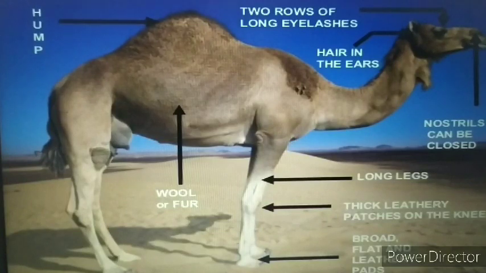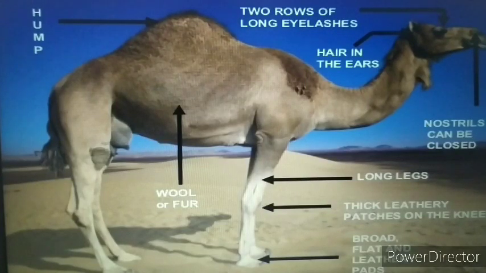So with this we can conclude about the different adaptations that we see in camel. You have learned that it has 2 rows of long eyelashes which protect the eyes from the sand particles in case the wind blows and the sand particles may come into the eyes. So these long eyelashes help to protect from the sand particles. Then you have learned about the legs, why the legs are long, so that it can stay away from the hot sand. Then it has thick leathery patches on the knees.